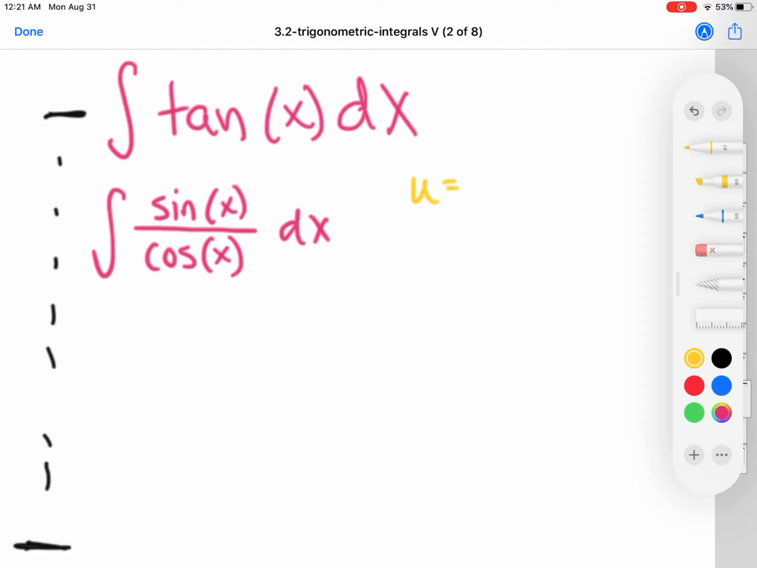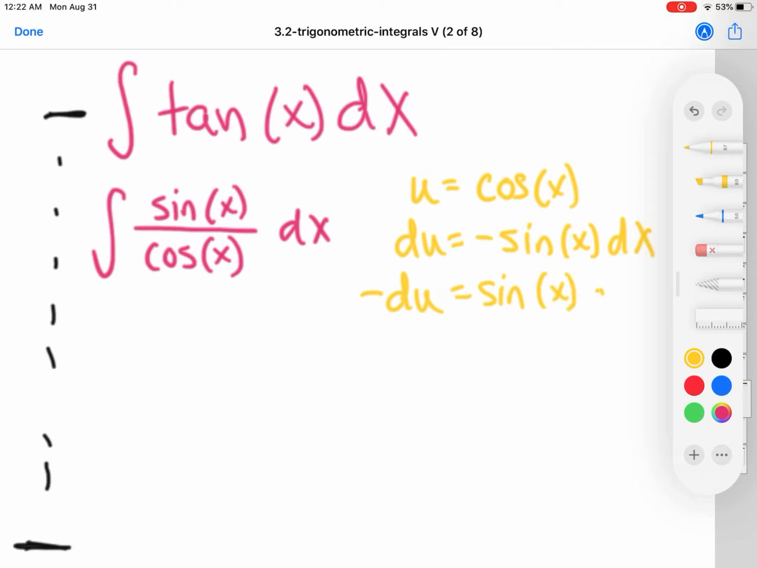Cool. Now we're going to do a u sub. So I'm going to say that u is going to be equal to cosine, and then du is going to be equal to negative sine. Now instead of leaving that negative there, I'm going to bring it over so that I have negative du equal to sine x dx.